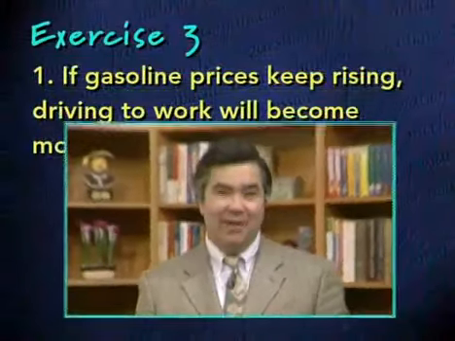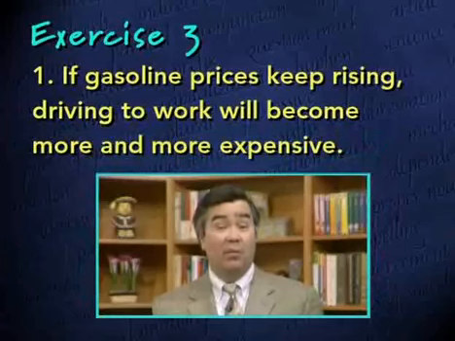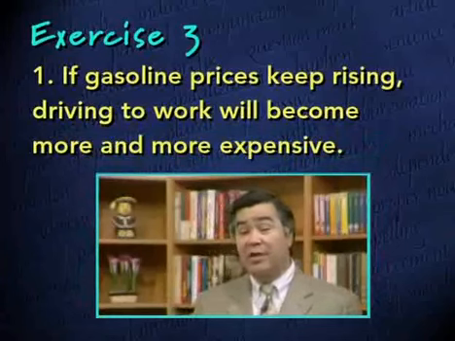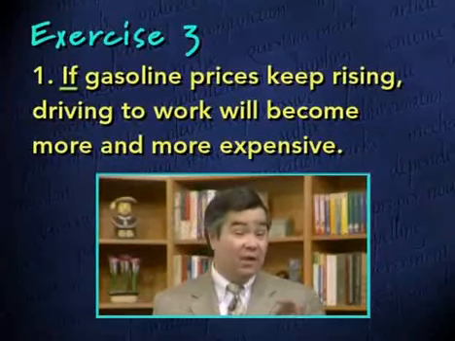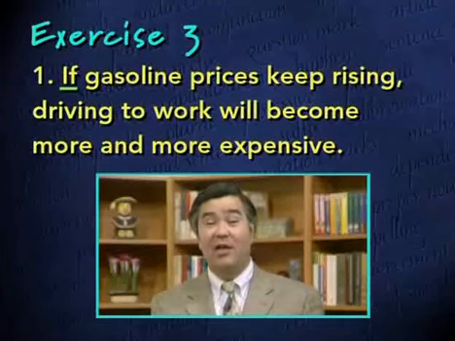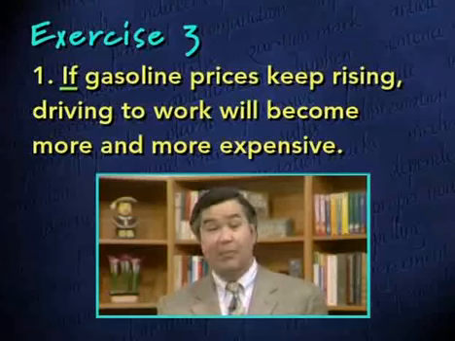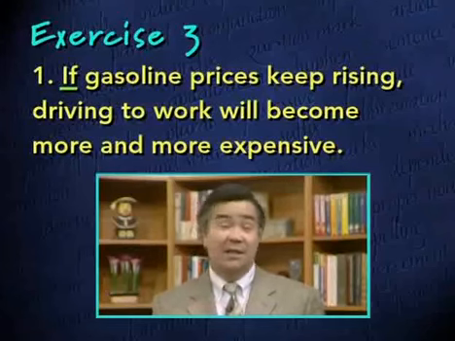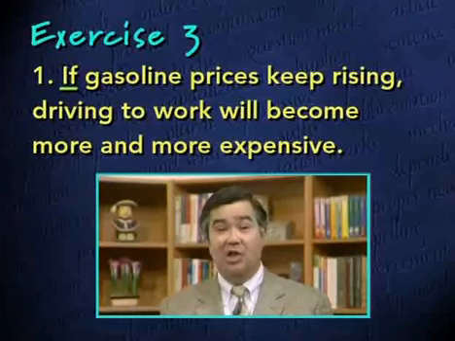For this exercise, your job was simply to identify the conjunctions and the prepositions that appear in these sentences. Let's start with sentence 1. If gasoline prices keep rising, driving to work will become more and more expensive. Well, there are two conjunctions in this sentence. The sentence begins with a subordinating conjunction, if. That's one of the most common subordinating conjunctions. It introduces a clause which is a subordinate clause, a clause that can't stand alone as a sentence. If gasoline prices keep rising, that can't stand alone as a sentence. It's a subordinate clause, and the word that introduces it is a subordinating conjunction, if.